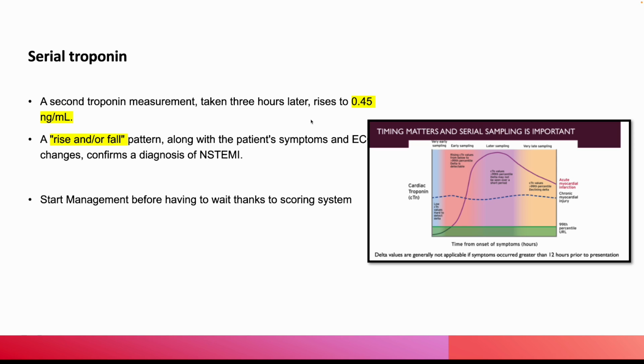Now another troponin was done again, and there was a rise in the troponin. Now you would need a third sample to find the fall, because now we've found the rise and we need a fall to confirm, but that takes a very long time. Using the TIMI score and the heart score confirms the diagnosis of a non-STEMI, and we start management before having to wait.